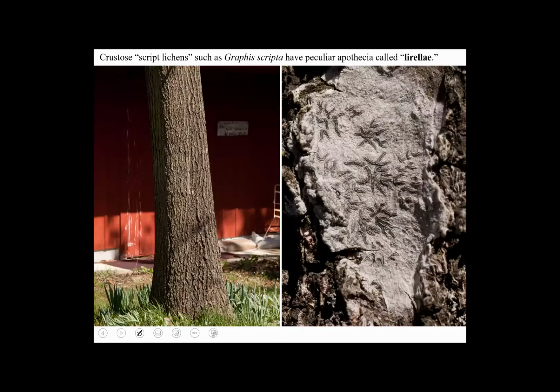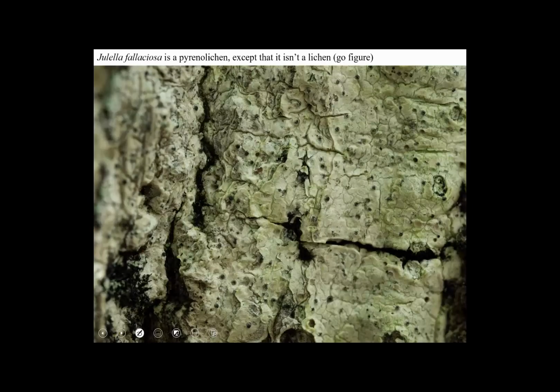Here's one that's called script lichen. Script lichen is a crustose lichen that grows on bark, and the apothecia are sunken partly into the tissues of the tree, and they have this wavy look, kind of looking like writing.